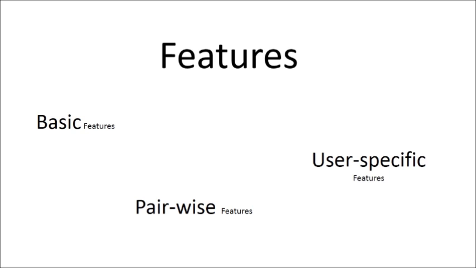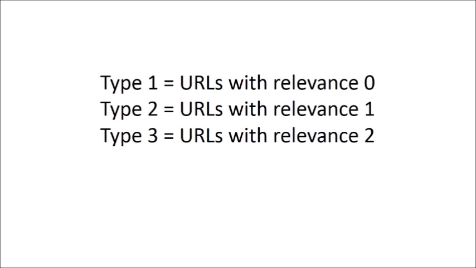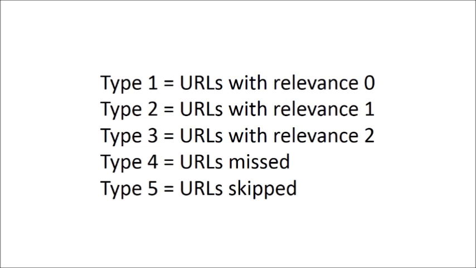For the user-specific features, we have categorized the URLs into 5 types based on their relevance. The first 3 types correspond to relevance 0, 1, and 2 respectively. The 4th and 5th types constitute URLs which were displayed but the user missed them or skipped them respectively. For each URL, we count the frequency of each type and use them as features.